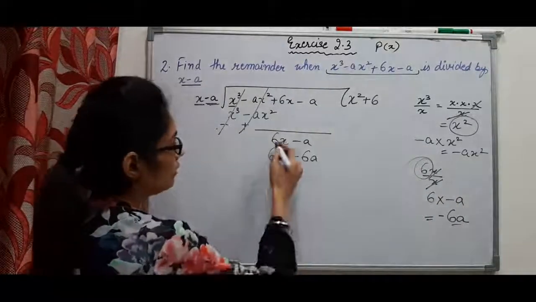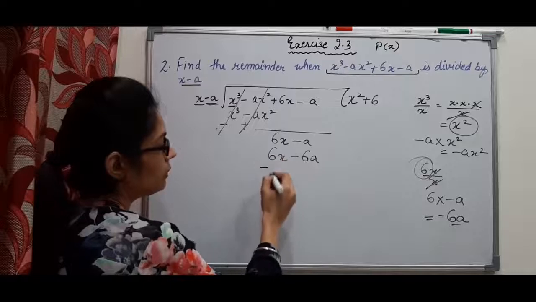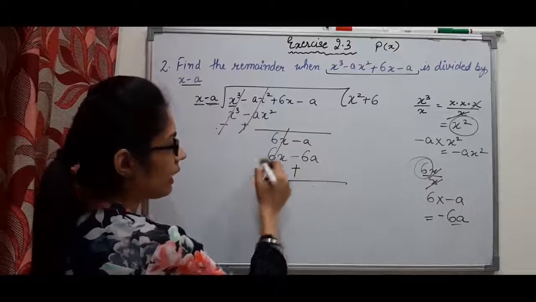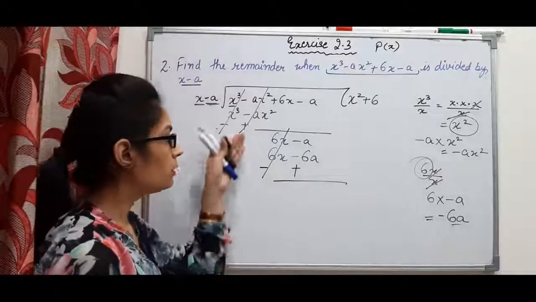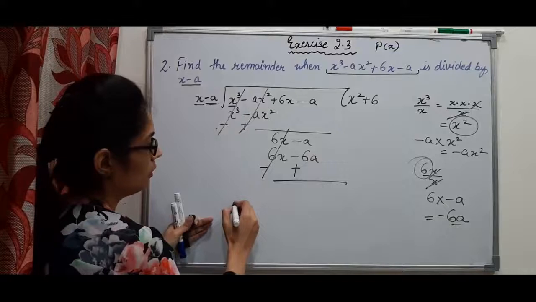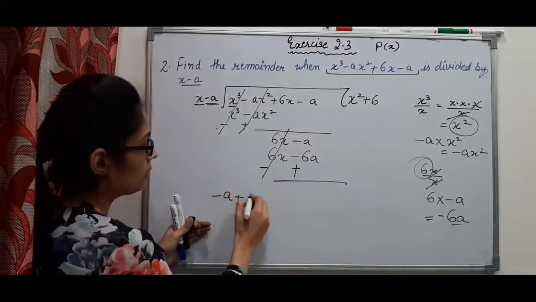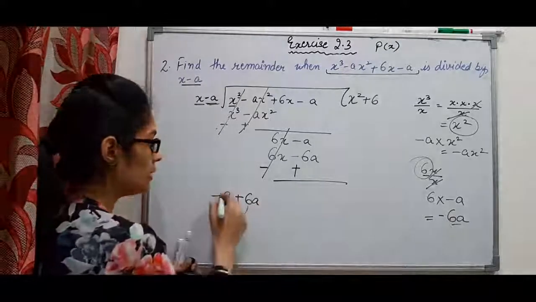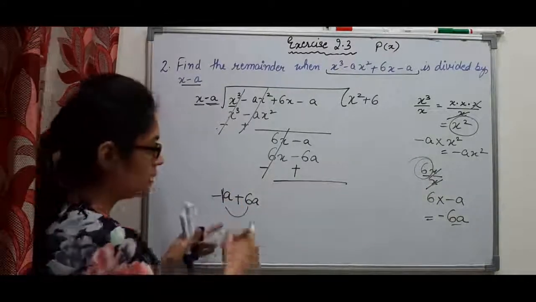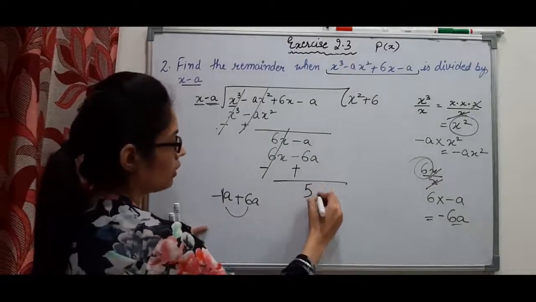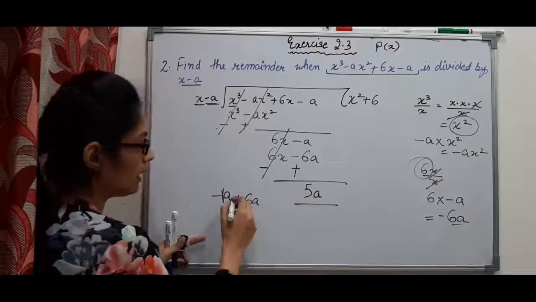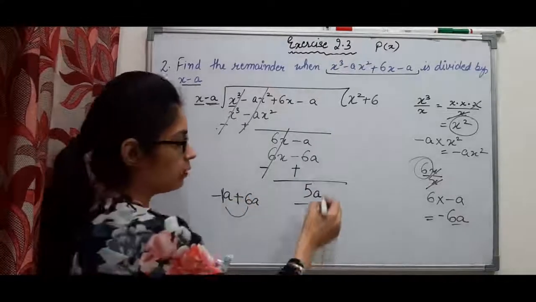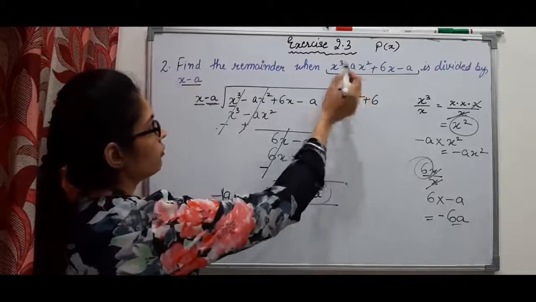Now we have to change the signs. Minus will be changed into plus and plus will be changed into minus. Both of these terms will get cancelled because same terms with opposite signs will get cancelled, and this is minus a plus 6a. Minus and plus, the bigger number's sign applies. So 6 minus 1, because a means 1a. 6 minus 1 is 5. a you can write. Because the sign which is with the bigger number is plus, plus 5a will be your remainder. So this is your remainder when you are dividing this by this.